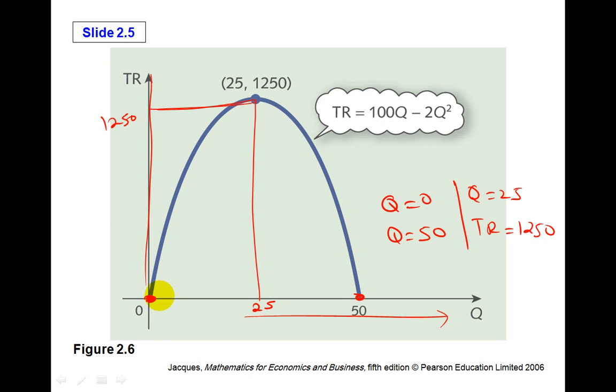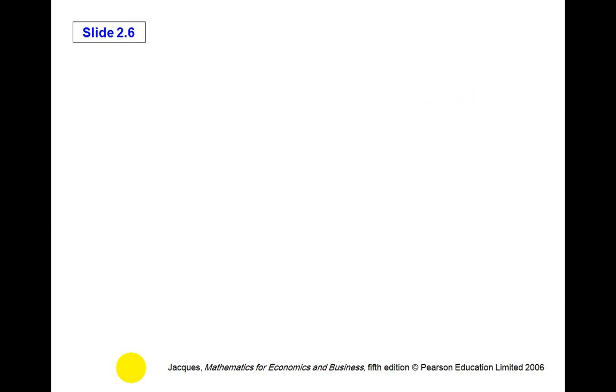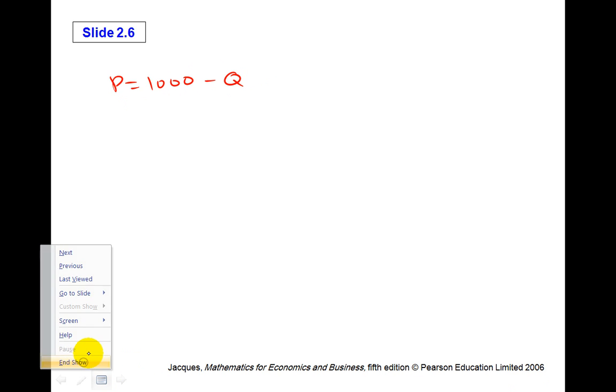So that's your graph. I'll give you a function that I want you to sketch by yourself, like P equals to 1000 minus Q, and I want you to write TR in terms of Q. I want you to sketch the graph. I want you to know when TR will be 0 and what's the maximum point for TR.